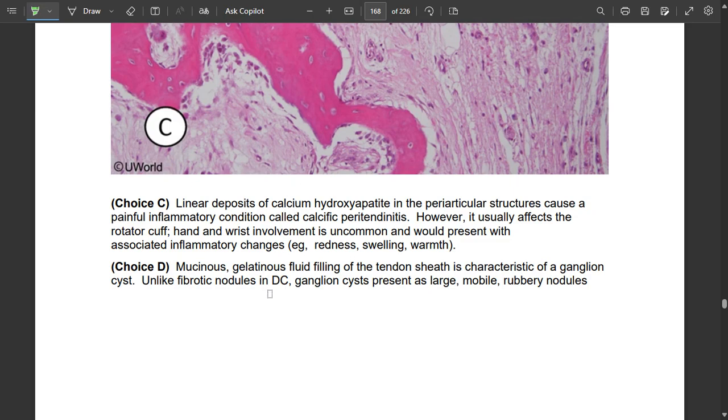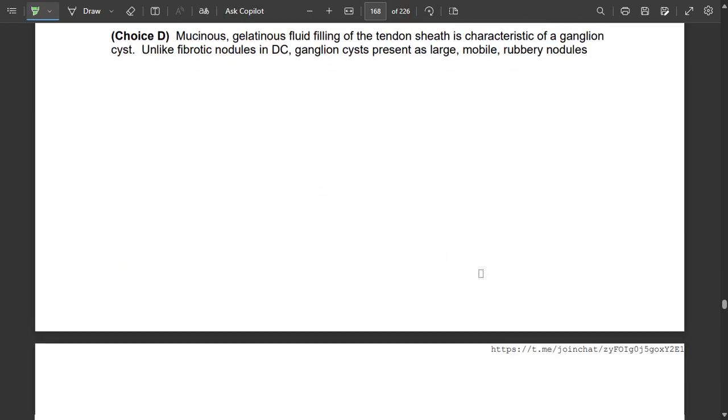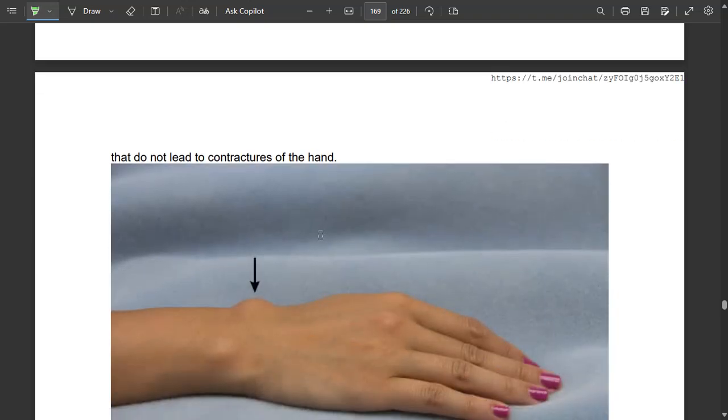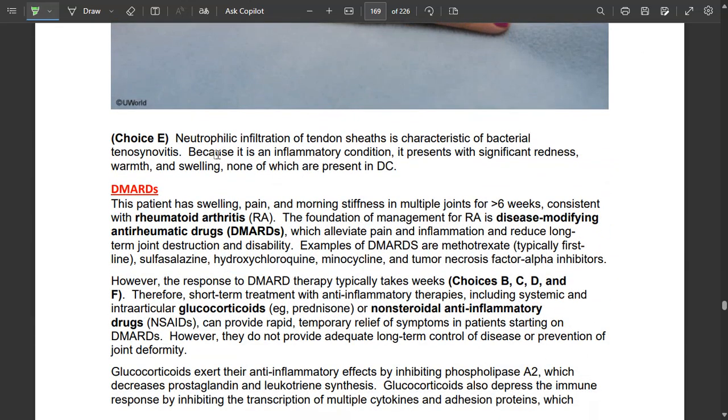So mucinous material that can spread in the tendon sheath is characteristic of ganglion cyst. Unlike fibrotic nodes in Dupuytren contracture, ganglion cysts present as large, mobile, rubbery structures that do not lead to contractures of the hand. Okay, so neutrophilic infiltration of the tendon sheath is characteristic of bacterial tenosynovitis. Bacterial tenosynovitis can result in neutrophilic infiltration because it's an inflammatory condition. It presents with excessive redness, warmth, and swelling, none of which are present in Dupuytren contracture.